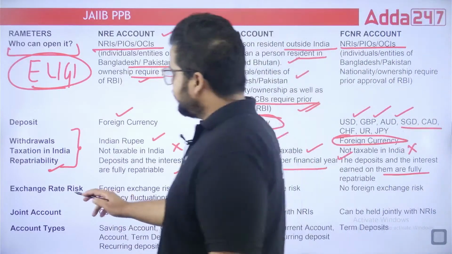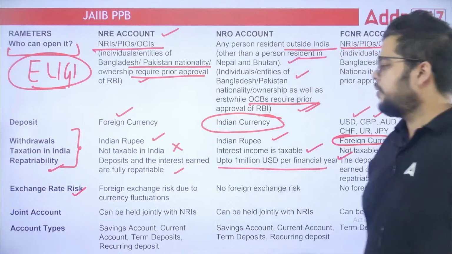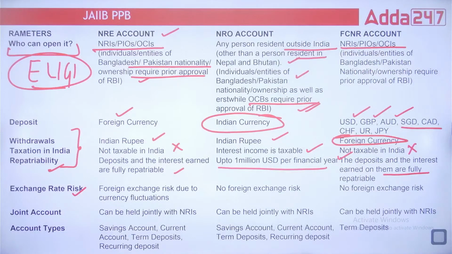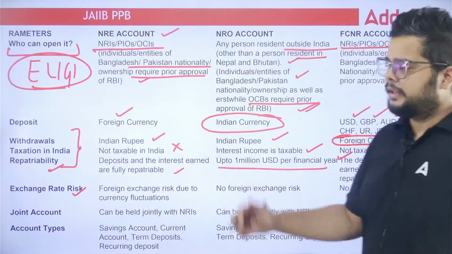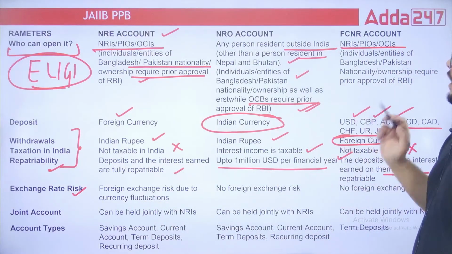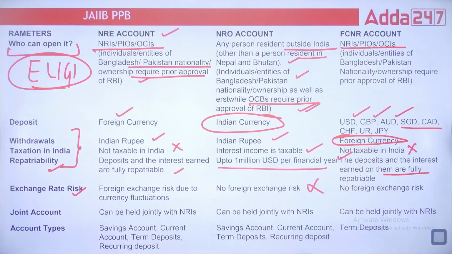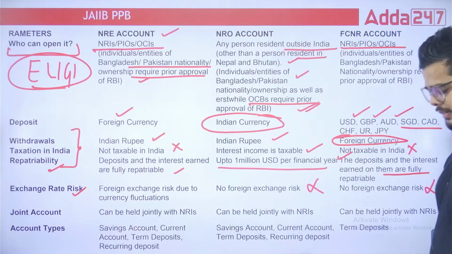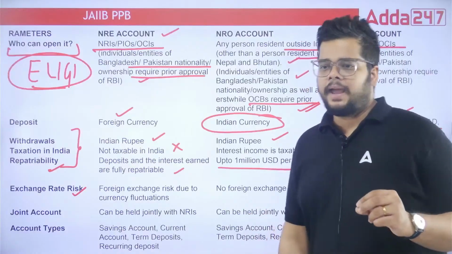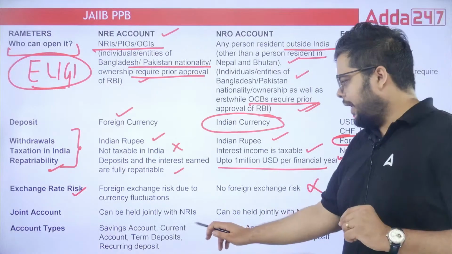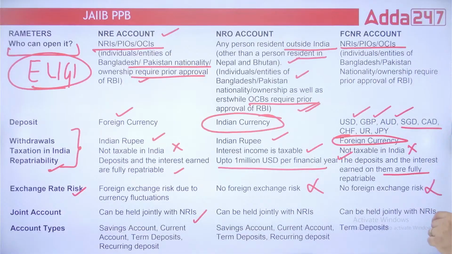Fine. Exchange rate risk. When we talk about the foreign exchange risk, so due to the currency fluctuations, that particular risk is there. When we talk about the NRO account, there is no foreign exchange risk as such, and similar thing happens for your FCNR account. But when we talk about the joint account, whether account holders can have this facility or not, so they can use this facility of joint account for all the three, be it the NRE account, the NRO account, or for that matter your FCNR account.